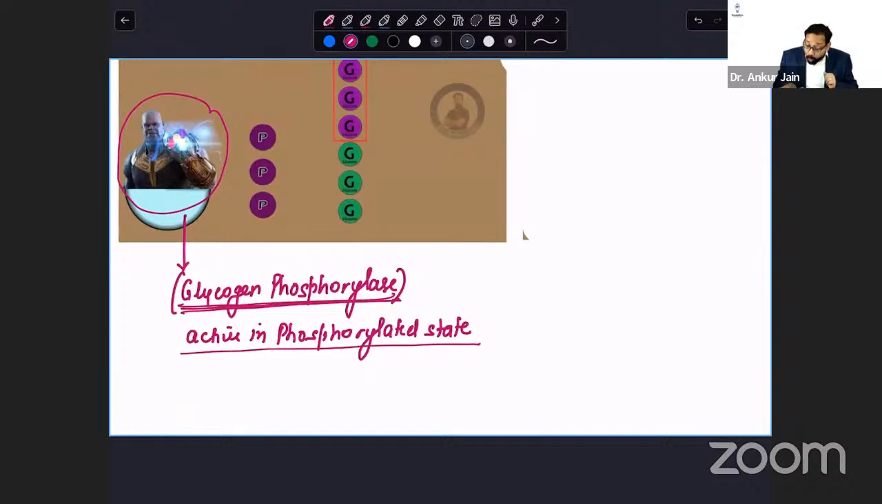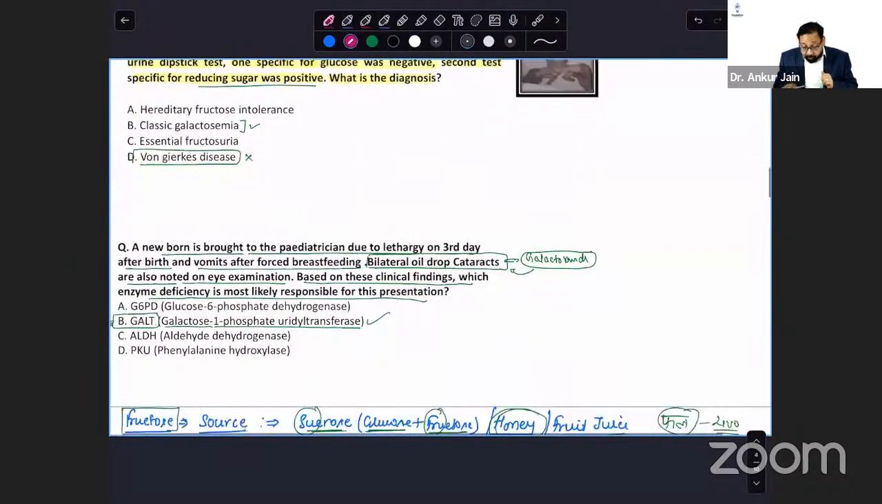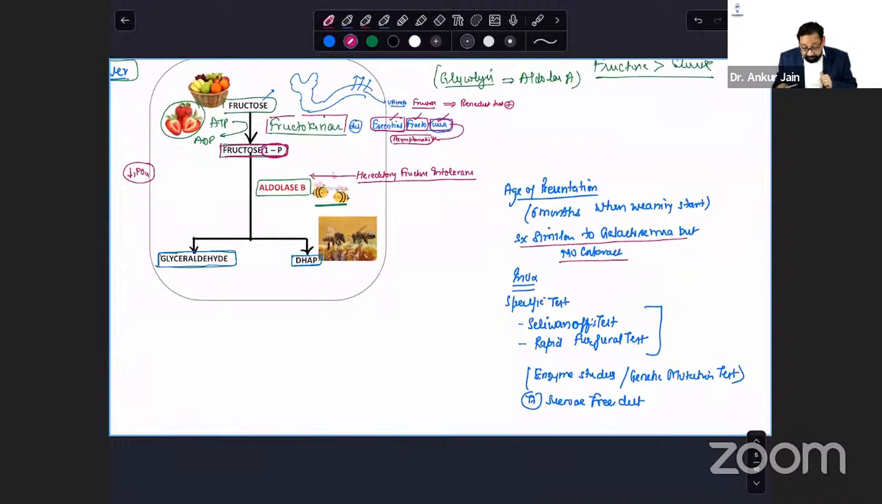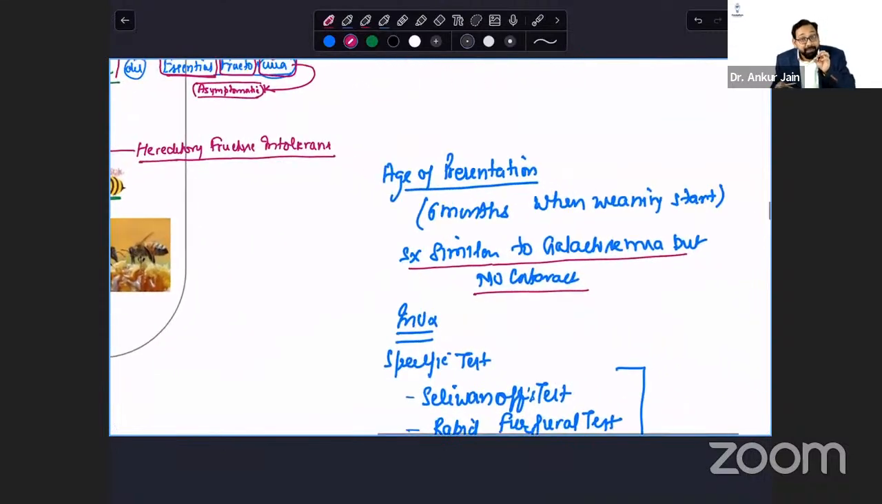Benedict test positive. So how will you differentiate? Clinically, I don't ask you about the lab investigation. How will you differentiate galactosemia and hereditary fructose intolerance clinically? First thing is age of presentation. Classical galactosemia presents within 2 weeks, because as you start breastfeeding, galactose will come in the diet and these symptoms will start. But fructose comes in the diet around 6 months when we start weaning.